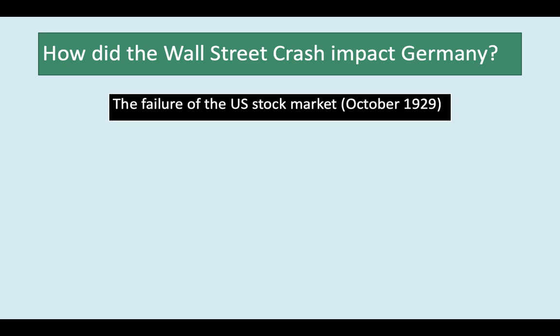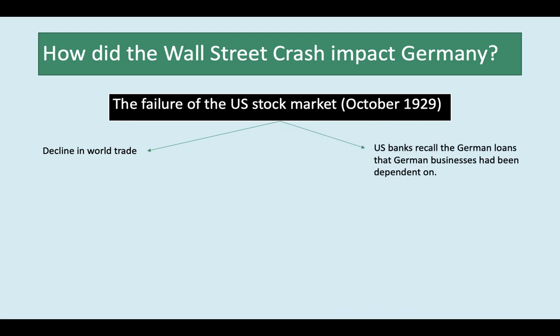So, just to explain a little bit as to how this really impacts Germany, we have the failure of the US stock market, which happens in October 1929. This leads to a massive decline in world trade. If economies are failing, then the banks and the stock markets cease to trade with each other. It just doesn't make any sense for them to do that. So suddenly, countries really lower their trading, and this has a massive impact. Let's talk about this one first.